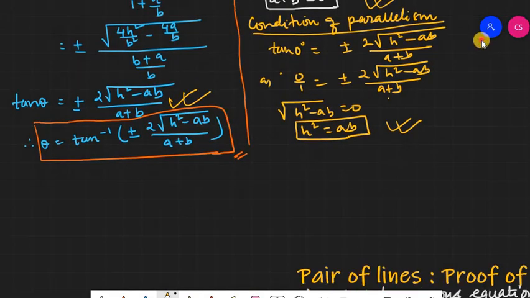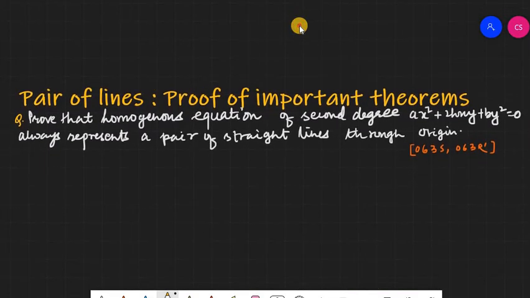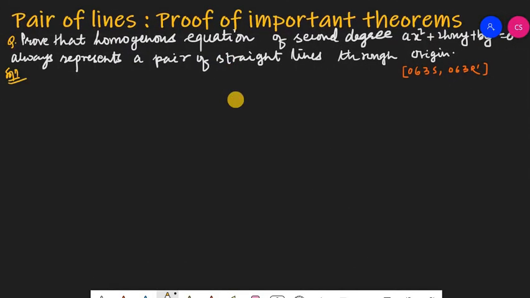Now today's theorem is: prove that homogeneous equation of second degree ax square plus 2hxy plus by square equals to 0 always represents a pair of straight lines passing through origin. Now here you have seen the words homogeneous equation of second degree. What is the meaning of this? This means the equation has the degree or index as 2.